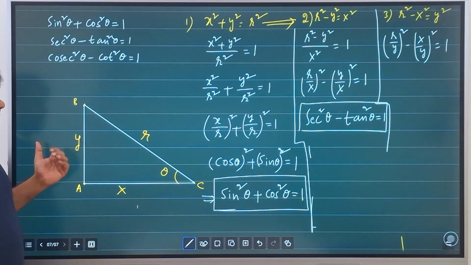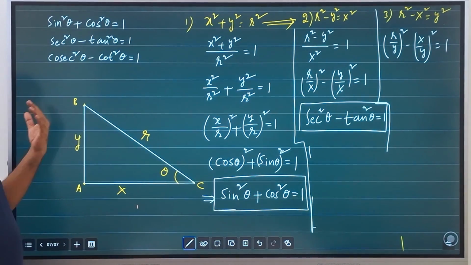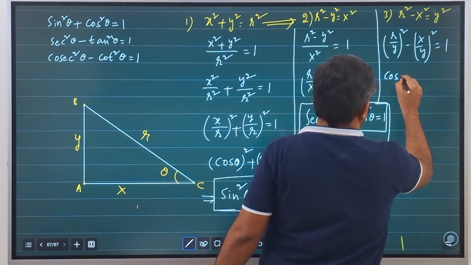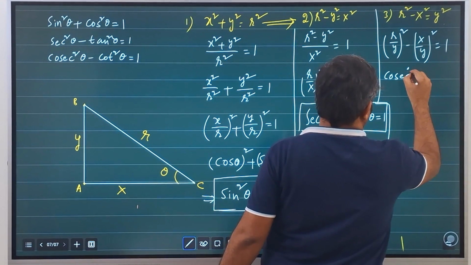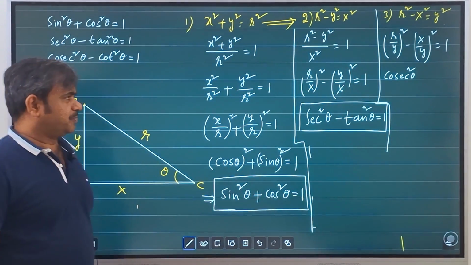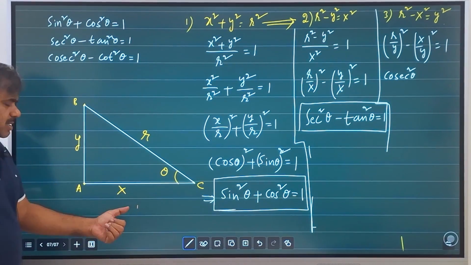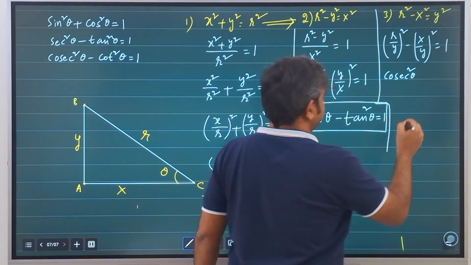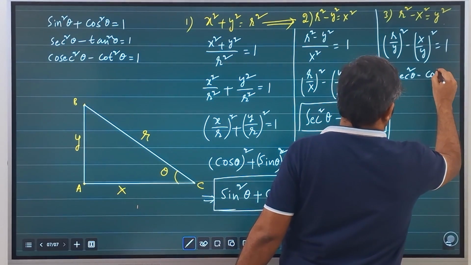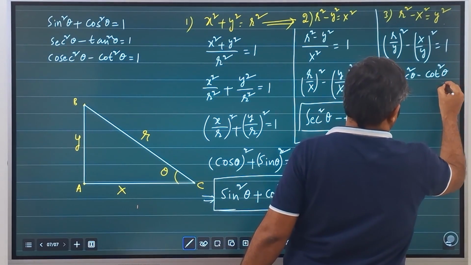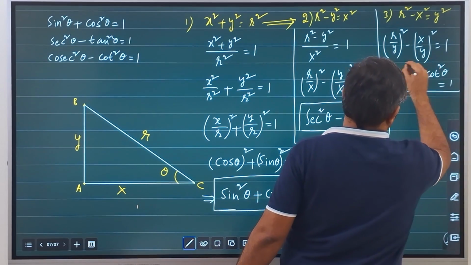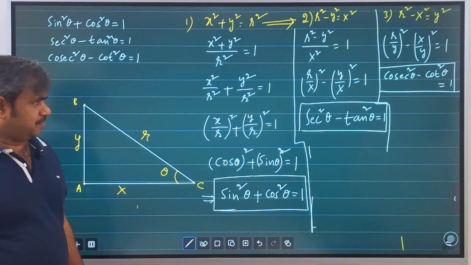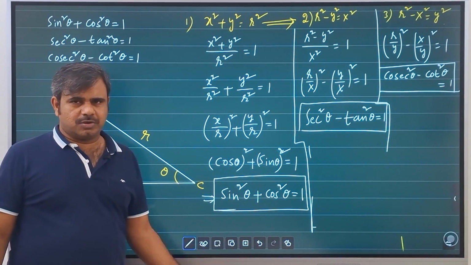The third identity, r by y. Y by r is what? Sin theta. R by y is its reciprocal. So cosecant theta. So cosec theta whole square or cosecant square theta minus y by x is what? Tan theta. X by y is its reciprocal. So cot theta. Cot theta whole square or cot square theta is equal to 1. Cosecant square theta minus cot square theta is equal to 1.